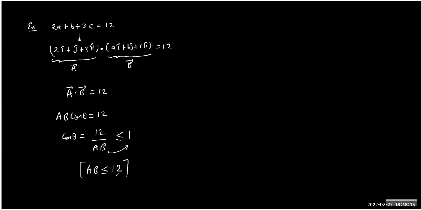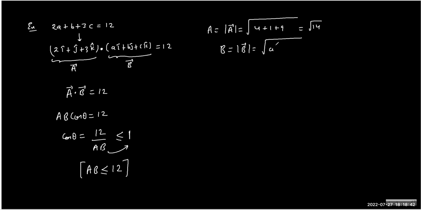I can just rearrange the terms. So what is A representing? A is the modulus of the vector a, and this will become 4 plus 1 plus 9 under root. How much is this? Root 14. And what is b? Which is a square plus b square plus c square, under root. And now the product is how much?